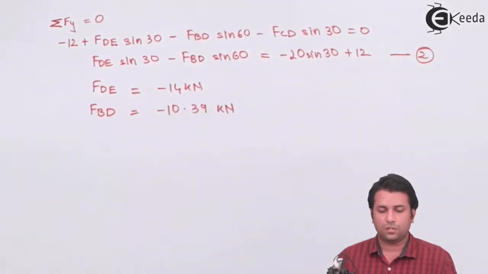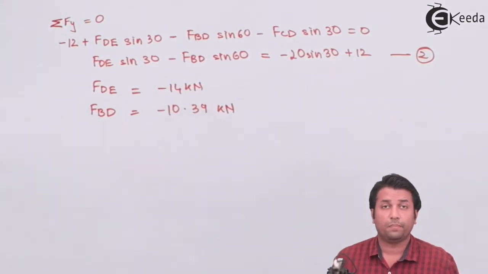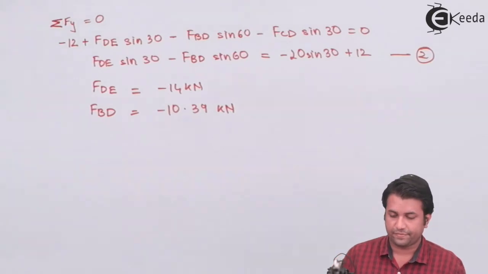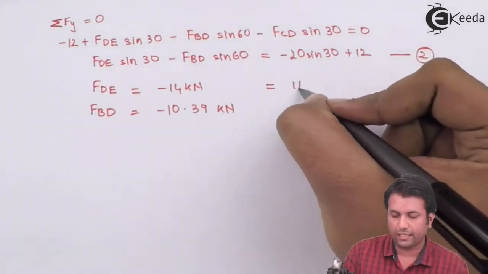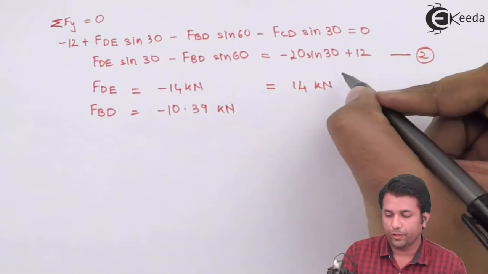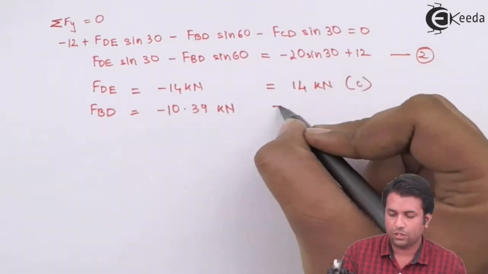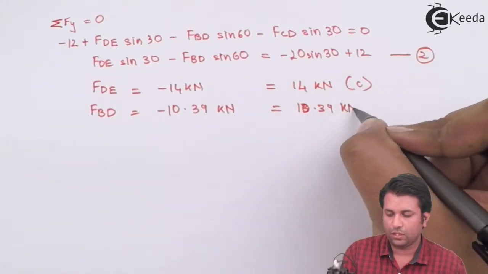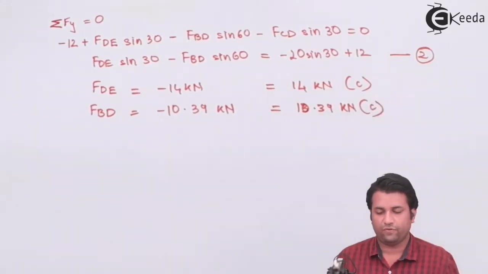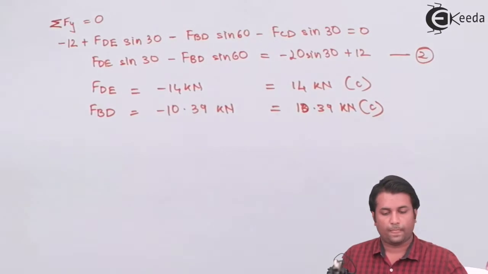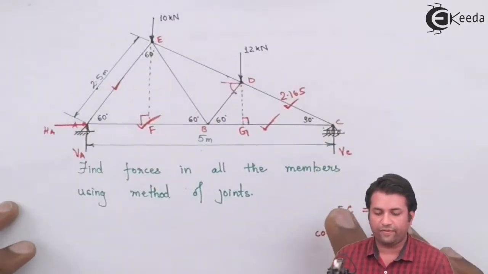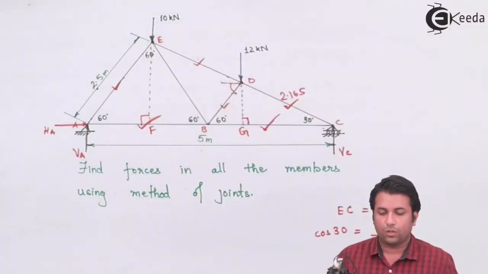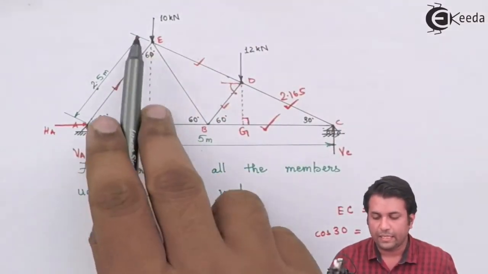I'm getting both the values as negative. That means the nature of the forces in both the members will be compressive. So I can just simplify that and write it as 14 kilonewtons compressive force and 10.39 kilonewtons, again a compressive force. Now you can see that I have calculated the force in the members BD and DE. Now the only member that is left out is BE.